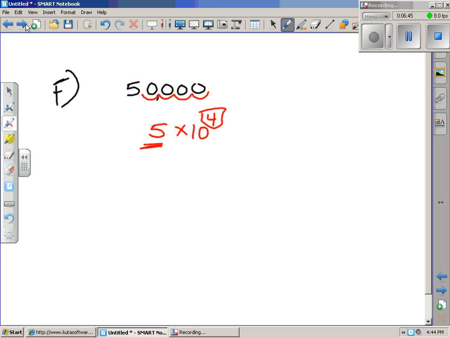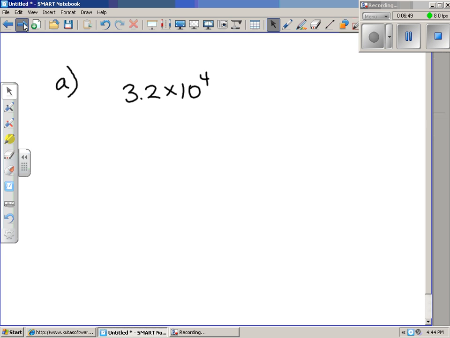Hopefully that was enough to jog your memory so you remember how to write things in scientific notation. Now we're going to look at problems that are in scientific notation already, and we're going to change them back to standard form. So we take our number 3.2, and we're going to move the decimal 4 times, and we're going to move it to the right since the 4 is positive.